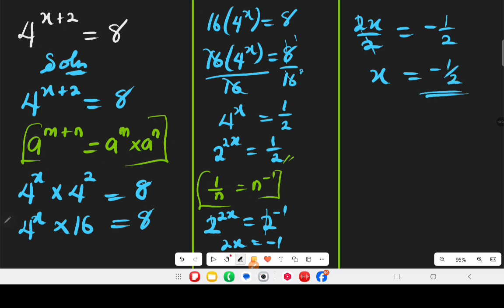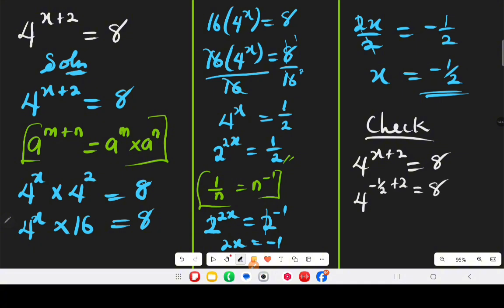Now let's check if our answer is correct. We write check and write down the original equation, which is 4 raised to the power of x plus 2 equals 8. We have 4 raised to the power of minus 1 over 2 plus 2 equal to 8. This will give us 4 raised to the power of 2 minus half, which will give us 1 and half, equal to 8. Now 1 and half is a mixed number.